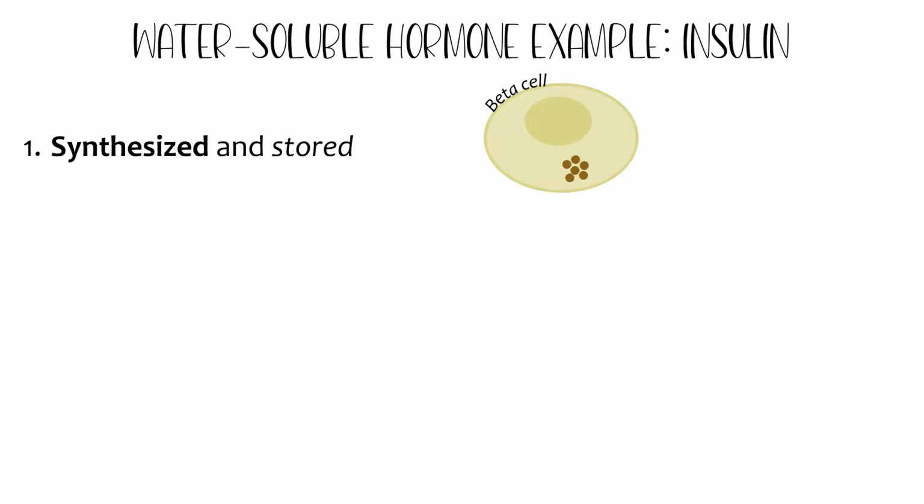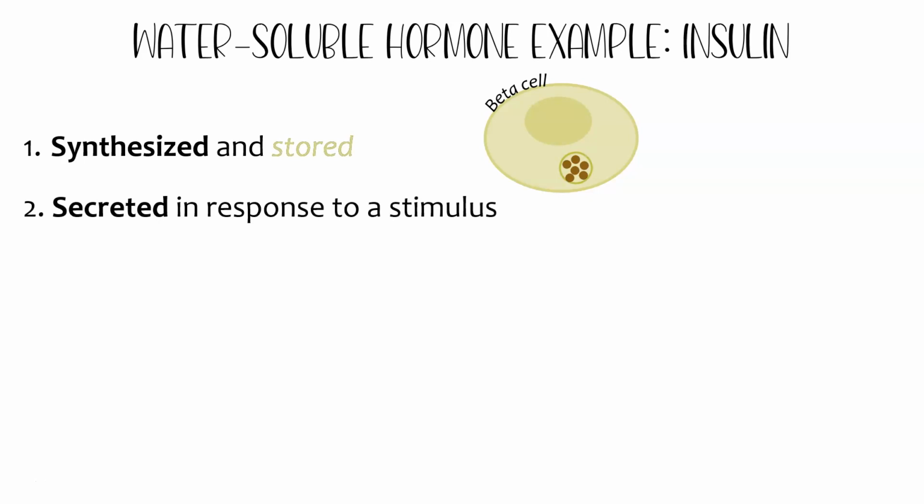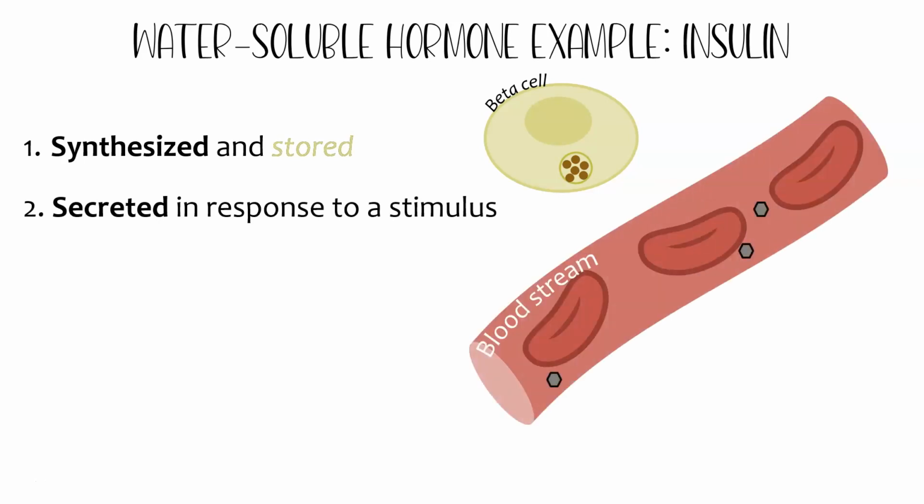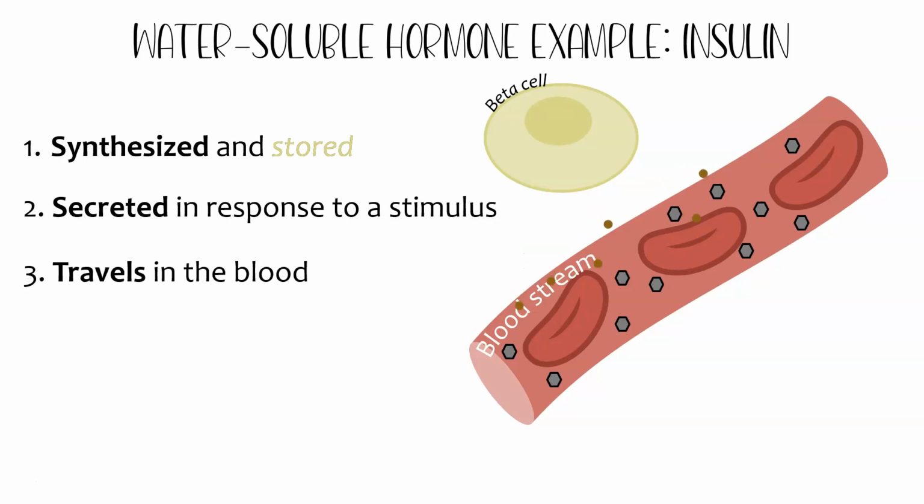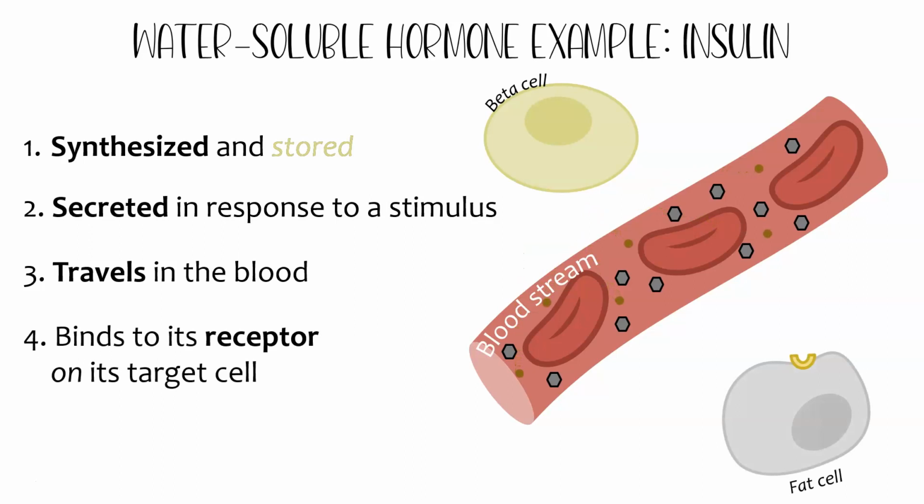Water-soluble hormones like insulin are made and then stored in the endocrine cell. It's only secreted once that hormone is needed. High blood glucose levels is the stimulus that triggers the release of insulin. Since blood is made mostly of water, and insulin can dissolve in water, it's able to freely travel through the blood.